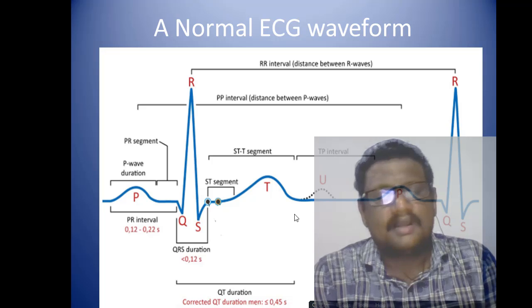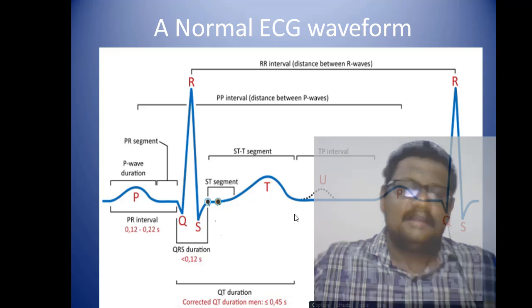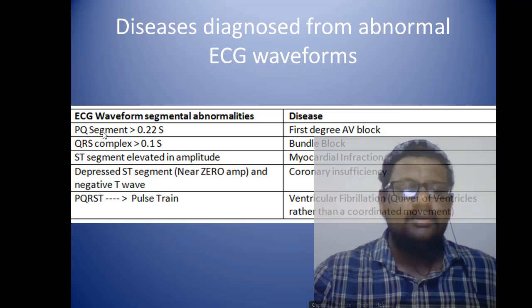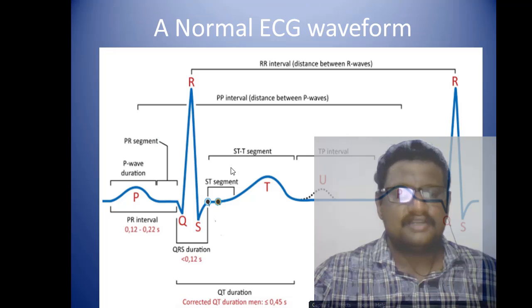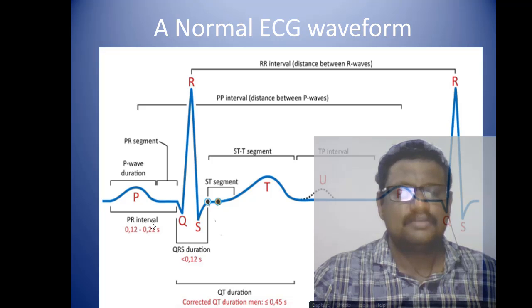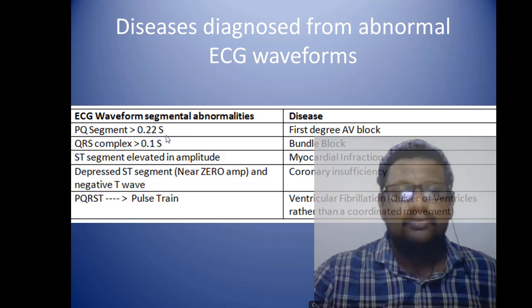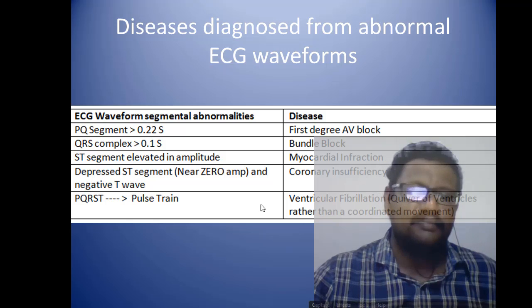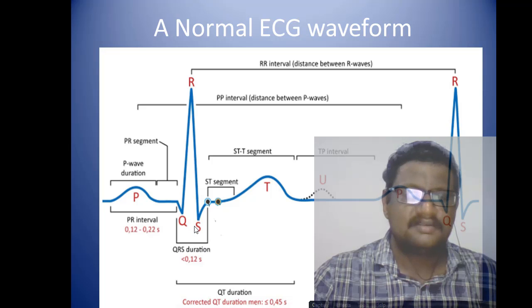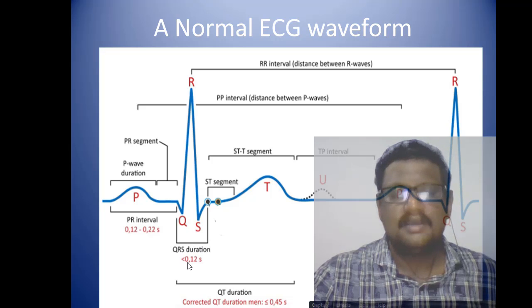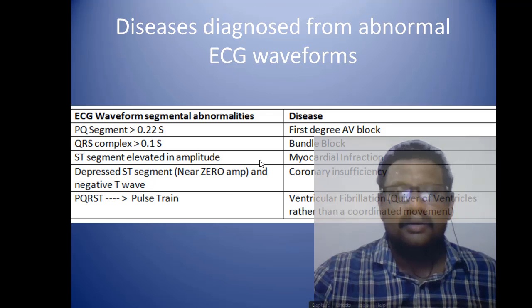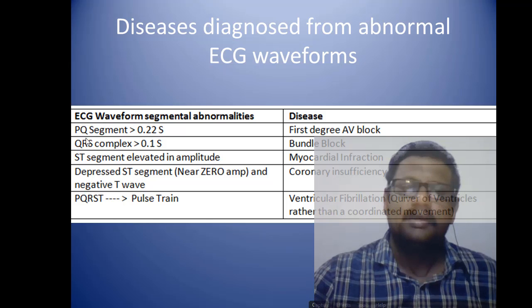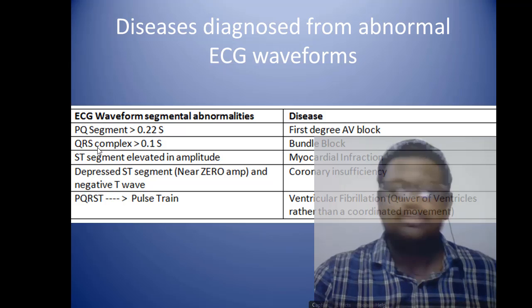And apart from that, what are the abnormalities that can be diagnosed from the typical ECG waveform? That also we have. If the PQ segment is greater than 0.22 seconds, the maximum value, the first degree atrioventricular block happens. If QRS complex duration, which should be less than 0.12 seconds, is greater than 0.1 seconds, what happens is bundle block. So the QRS complex is very important. That is the region of the ECG waveform which holds more information.